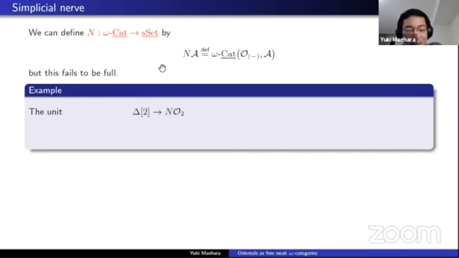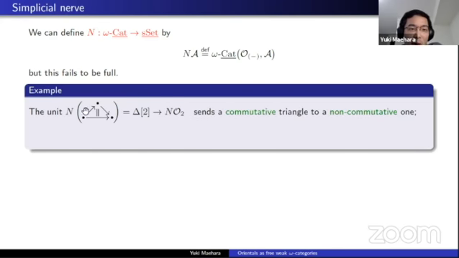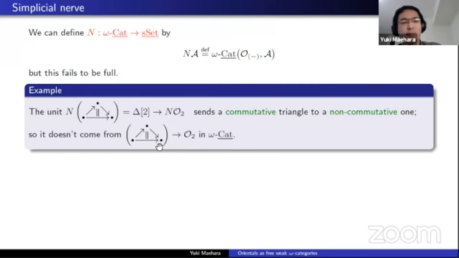But this 2-simplex is itself the nerve of something, namely the commutative triangle. So now we have a map from the nerve of something into the nerve of something. But if you look at what it does, it's sending this commutative triangle here to a non-commutative triangle in here. Such a map doesn't come from an omega functor. So this is an example of a map between nerves of omega categories that doesn't come from an omega functor. So this exhibits that the nerve is not full, so somehow we are losing too much information.